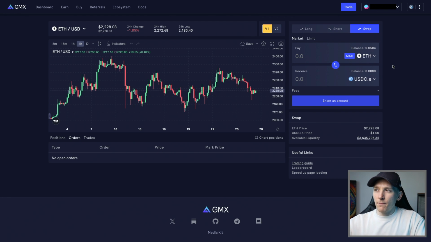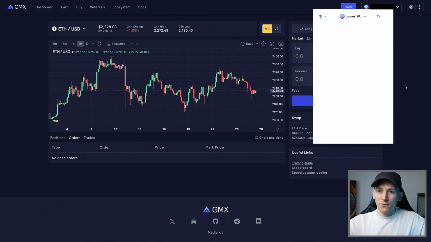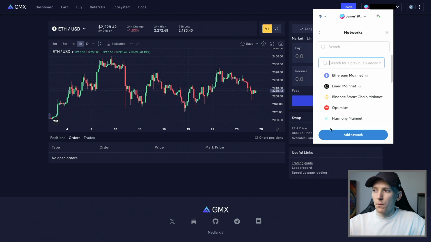What we can do is get our MetaMask up. Now this may be different in different wallets, but I'll show you on MetaMask. We're on the Arbitrum network here, which has been added. GMX would have added it for us if you didn't have it already. And what we can do is go to settings in the top right, click settings here, and then go down to networks. And then from here, search for the network, which is Arbitrum, like this.